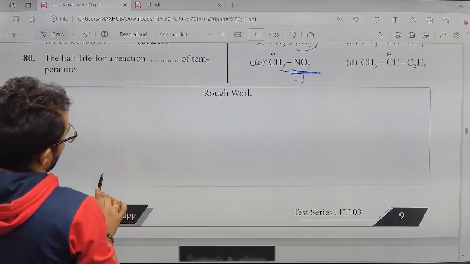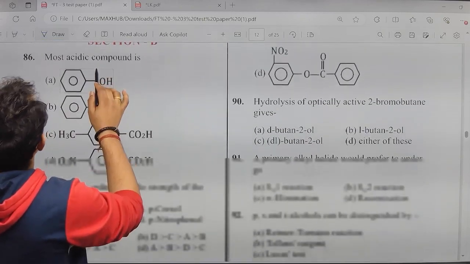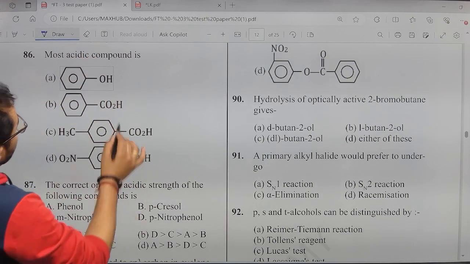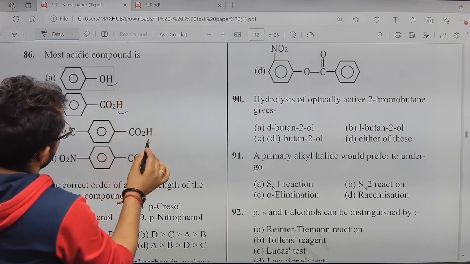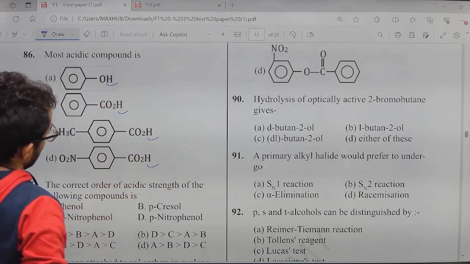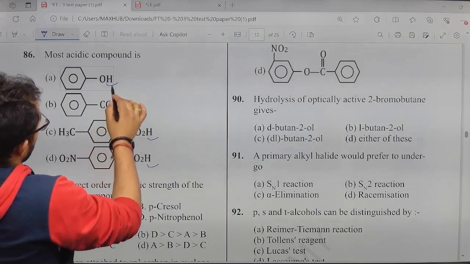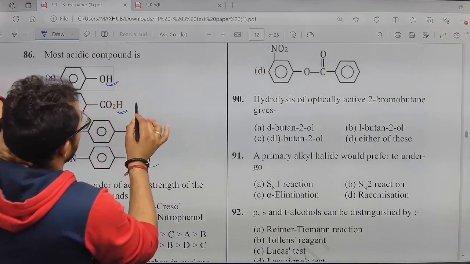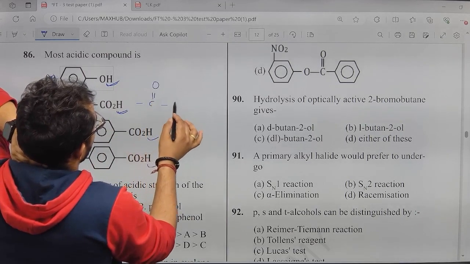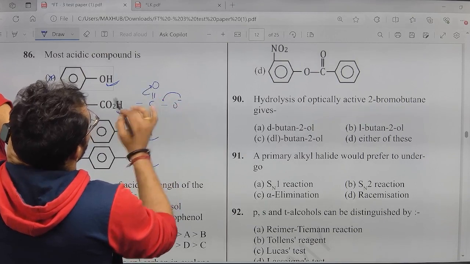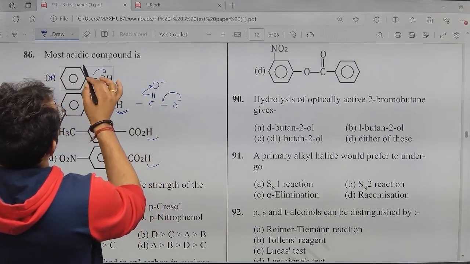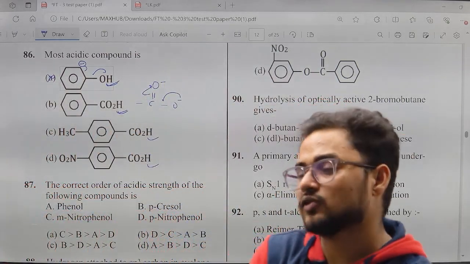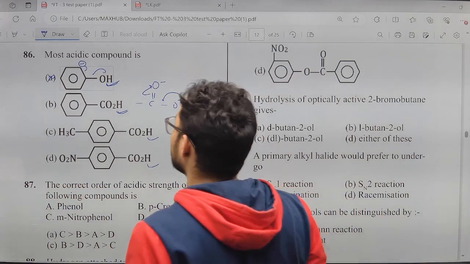Question number 85. Now I am talking about 86. Most acidic compound. H plus removed here, H plus removed here. We know that benzoic acid is more acidic than phenol because it will be having equivalent resonance. In phenol the minus charge will be on carbon, but here oxygen will be having the minus charge, which is very good for us. Oxygen is a very electronegative atom, so if it is having minus charge, it will be stable.